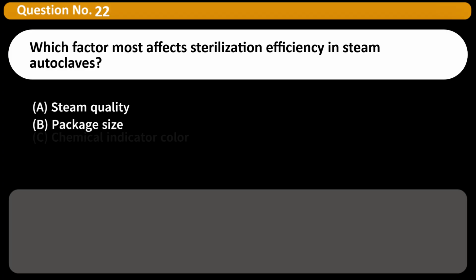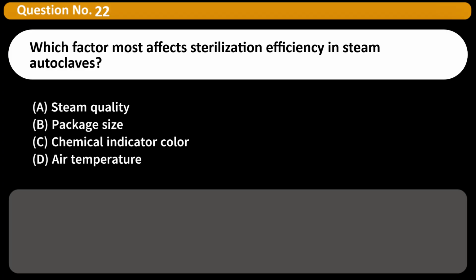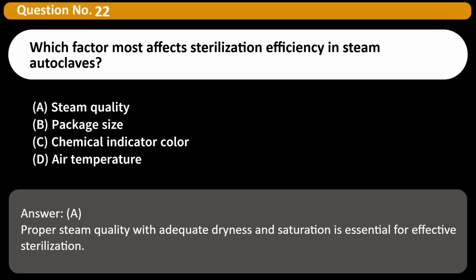Which factor most affects sterilization efficiency in steam autoclaves? A. Steam quality. B. Package size. C. Chemical indicator color. D. Air temperature. Answer: A. Proper steam quality with adequate dryness and saturation is essential for effective sterilization.